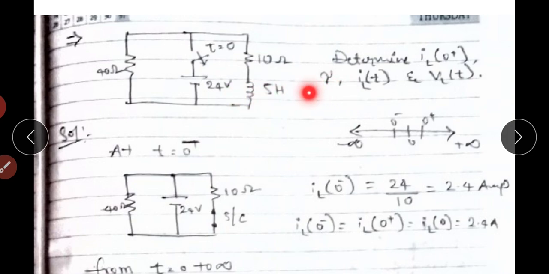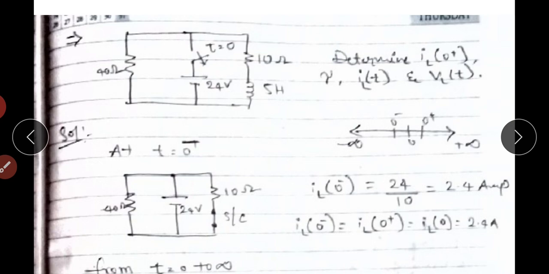Next is tau, called the time constant. Tau equals L by R, so here we have to find the equivalent inductance value and the equivalent resistance value. Next, by using the tau equals L by R formula, we find the time constant. Next, IL of t means the current equation from t equals 0 to infinity. Next, VL of t is the voltage equation from t equals 0 to infinity.